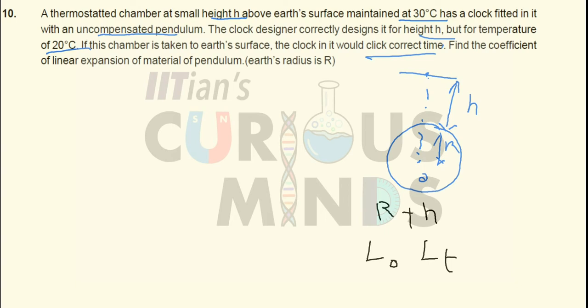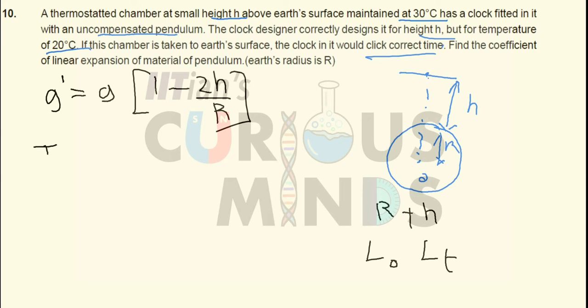First of all, if the height h is very small, then g dash, the variation in the acceleration due to gravity, will be equal to g into 1 minus 2h divided by r. This will be the gravity at that point. So what is the time period at that point?